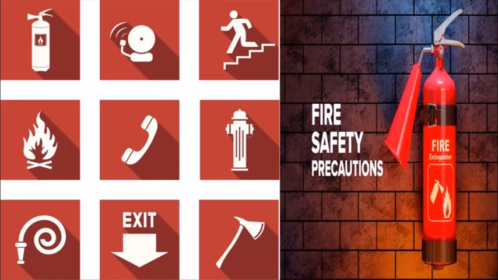Then you can also call the number 101 to get help from the fire brigade. To learn the use and operation of fire extinguishers, you should watch videos on how fire extinguishers can be used. You should also learn about first aid, so if you find any victim or if someone needs medical help, you can help that person. All of these precautions and safety measures can be adopted by all of us so that we can protect ourselves.